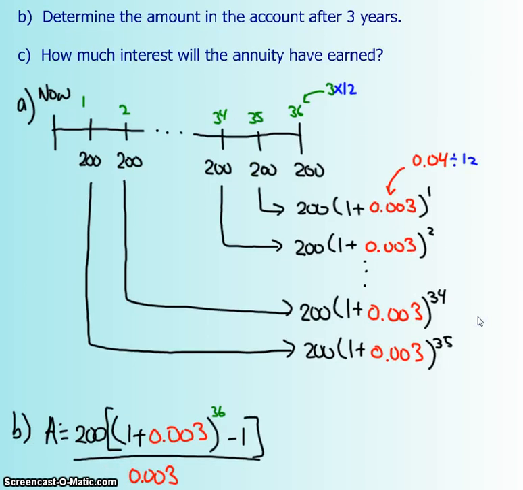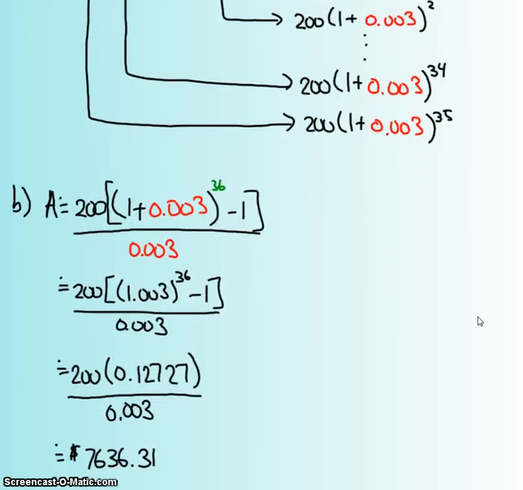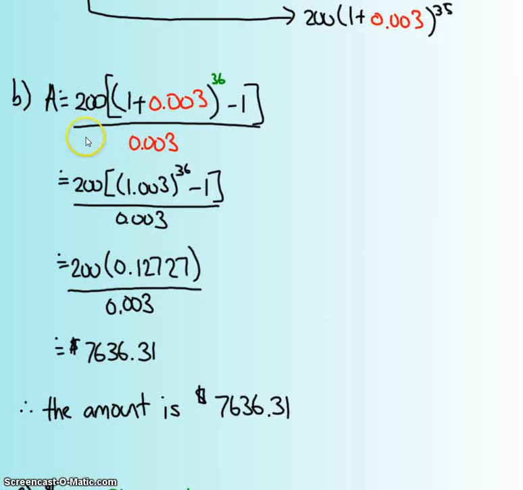Okay, so B is asking you to determine the amount that she's going to have after 3 years. If we put everything into the annuity equation, we're going to get our initial value, which was $200 for our payment, times 1 plus i to the power of n, minus 1, all over i. Do some BEDMAS: brackets first, then exponents, subtract 1, then multiplication and finally division. And it looks like she gets $7,636.31.